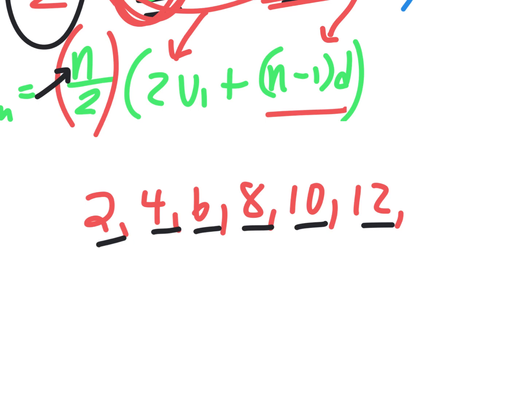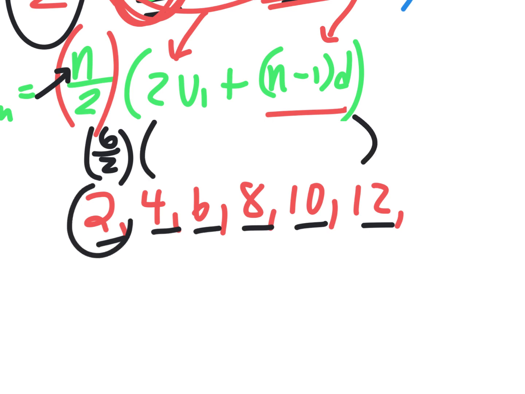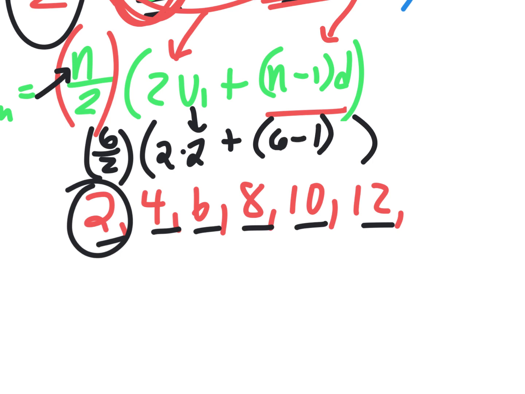So that goes here, and I'd have 6 over 2, which is the same as 3, times 2 u sub 1's, that's 2 times 2, because u sub 1 is 2, plus n, which is the number of numbers that we have, which is 6 minus 1, times d, the common difference. I'm adding 2 each time. Now use your giant brain. Figure out what that adds up to.